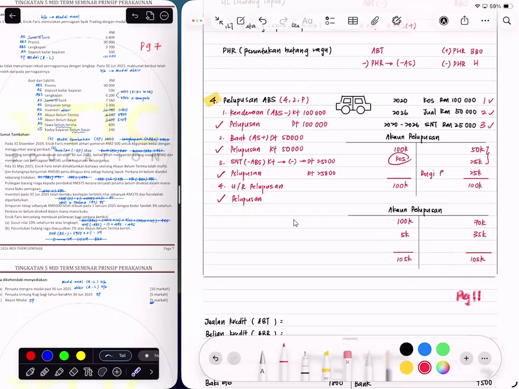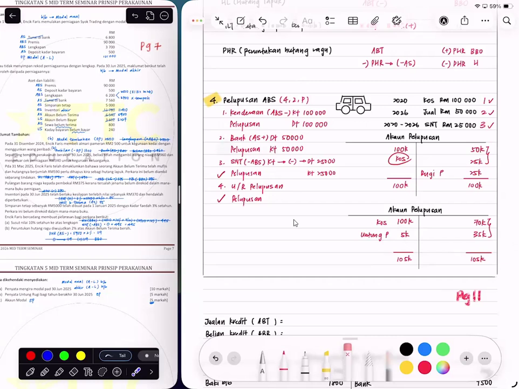Because remember, same theory, same concept, same thinking. 100,000 is the cost that you spent previously. But this time when you sell it out, the total value is higher than the initial cost. It means you sold it at a higher price, so it will be untung pelupusan. That's how we figure out untung or rugi pelupusan.